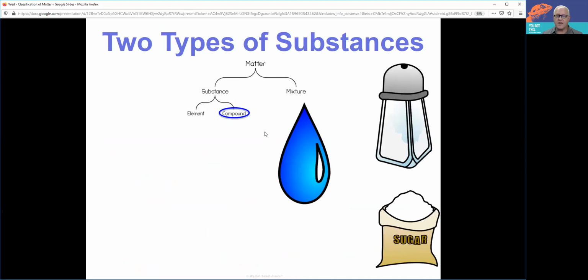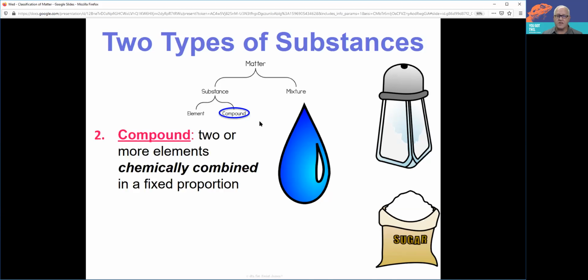Then we have two types of substances. We looked at the element, and now let's look at the compound. A compound is two or more elements that are chemically combined in a fixed proportion. But they can be broken down, but only by chemical reactions. Most compounds, once they are formed, can only be broken back down by another chemical reaction.